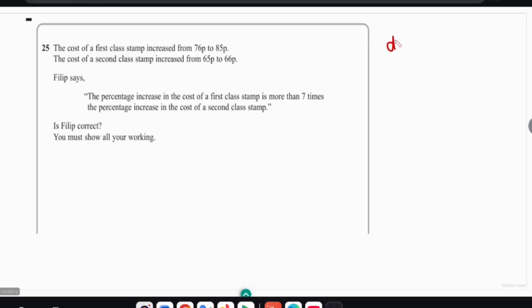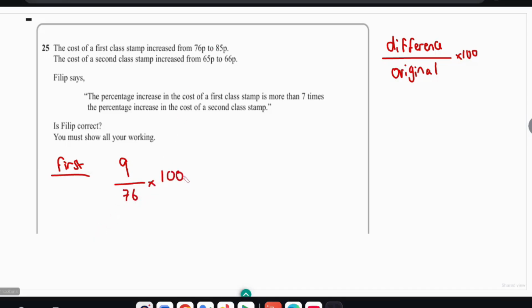Formula for percentage increase is difference over original times 100. So for the first class stamp, difference between 85 and 76, you just subtract them, is 9. The original amount is 76 here. So 9 divided by 76 times 100 is 11.8%.